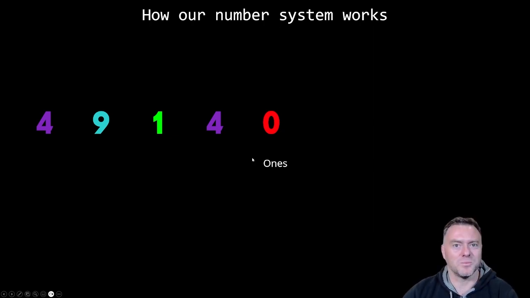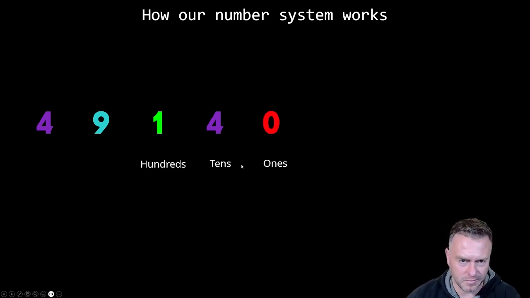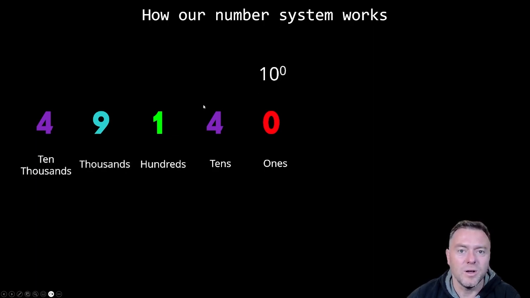So the way our number system works is you've got your 1s, 10s, 100s, thousands, and then 10,000s. Or another way of thinking about it, if we use powers, this column here is the same as 10 to the power of 0, 10 to the power of 1, 10 to the power of 2, 10 to the power of 3, and then 10 to the power of 4.